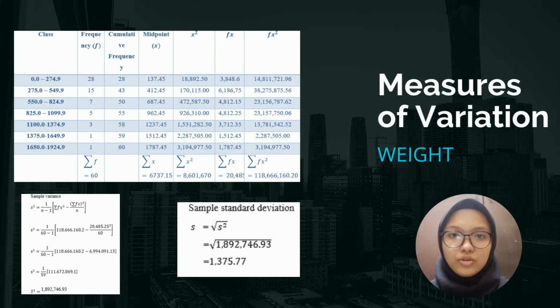Then, the measure of variation of the weight variable. From the table, we have to calculate one by one to get the total of x squared, fx and fx squared. After getting all the answers from this table, we have to find the sample variance first, which is 1,892,746.93. Then we use the sample variance to find the sample standard deviation. By following the formula, we managed to get the sample standard deviation of the weight variable. So the answer is 1,375.77.